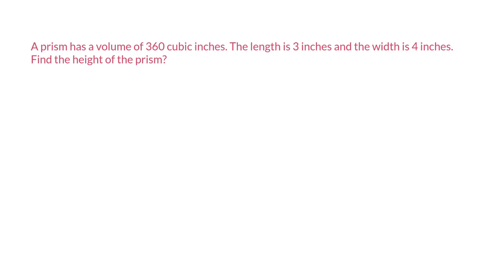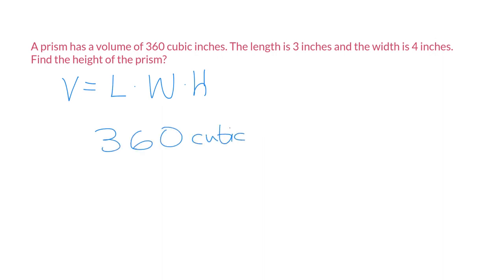So what we're going to try and do is work backwards using our volume formula, what we know about finding volume. I'm going to start by writing that. Volume equals length times width times height. Now this problem's a little bit strange. We know that our volume is equal to 360 cubic inches. And what we are trying to figure out is our missing dimension, which is our height. We know that our length is equal to 3 inches and that our width is equal to 4 inches.